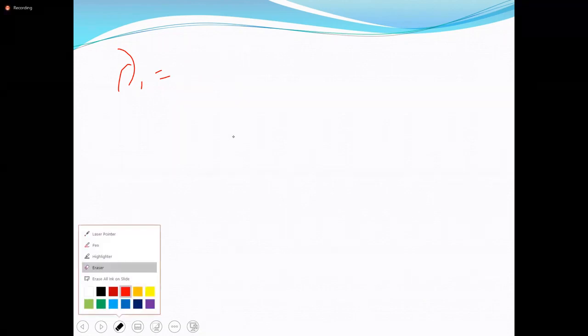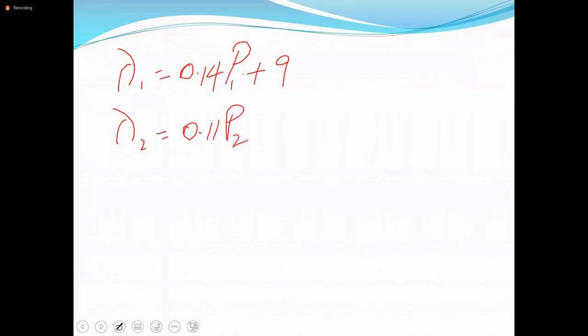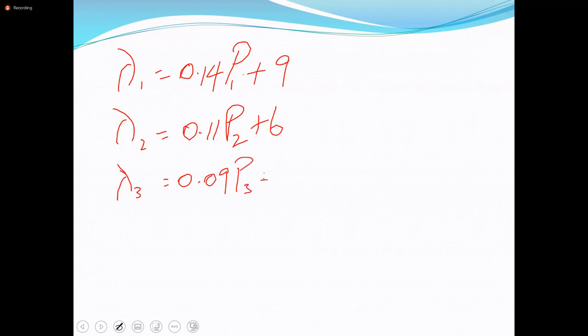No, I don't want the value. I want the final expression, having multiplied it out. So it'd be 0.14 times P1 plus 9. Lambda 2, 0.11 times P2 plus 6. Lambda 3, 0.09 times P3 plus 8. Okay, all right. Thank you, sir.